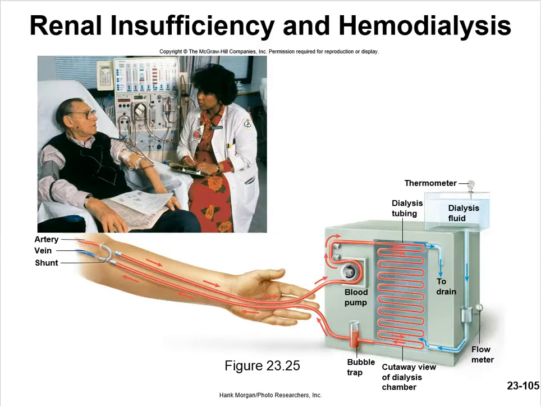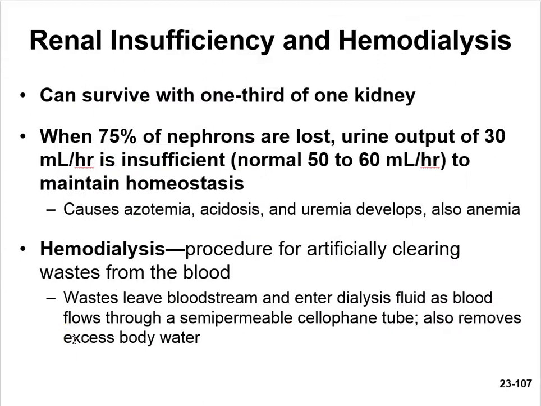You can actually survive with just 1/3 of one kidney. That would actually be enough to be able to remove waste from the body. But when 75% of the nephrons are lost, urine output of 30 milliliters per hour is not sufficient. Normal should be 50 to 60 milliliters per hour to be able to maintain homeostasis. This causes azotemia and acidosis, and uremia develops, and also anemia.